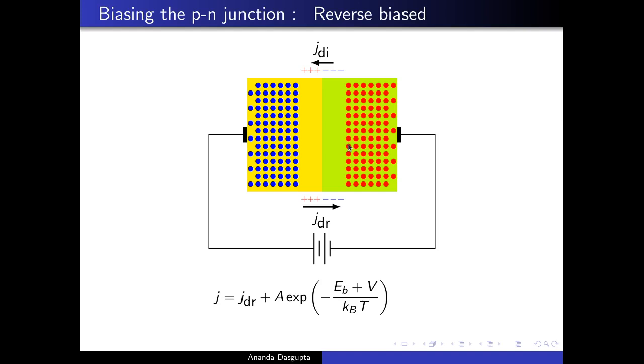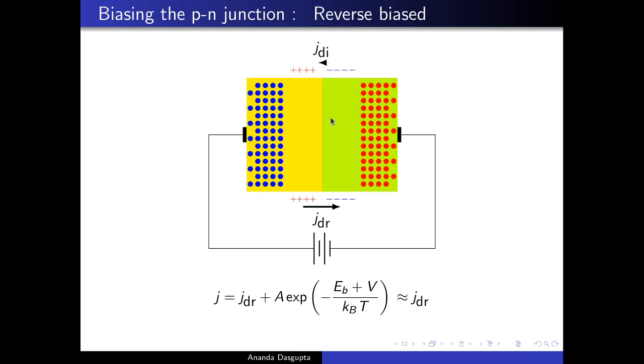But before that, let's take a look at the equation here. The net current is now a sum of J_drift, which is the same as before, and J_diffusion. But J_diffusion now is no longer A e to the minus eV_D by k_BT, which remember was just cancelling J_drift, but you have an additional plus V here, which means the diffusion current is even smaller in magnitude. So it does not cancel J_drift fully. And if you increase the reverse bias V even more, the depletion region widens more, the diffusion current becomes even smaller.